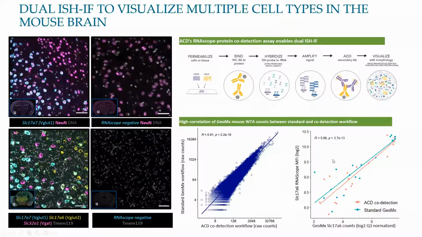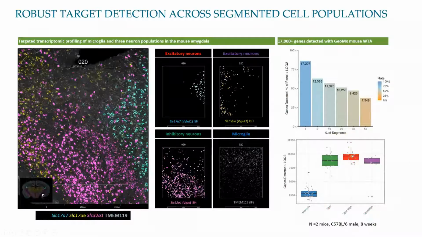And what we found was that there was very strong correlation that we observed with the co-detection assay and with the standard GeoMx. Just making sure that these chemistries are not interfering with each other and the workflow for the co-detection is compatible with the GeoMx assay. So after establishing that, we decided to go with the combination of the V-glut1, 2, and VGAT probes with the TMEM119 antibody upstream of GeoMx. Now, what this helped us do is it helped us profile microglia in combination with the neuronal populations.